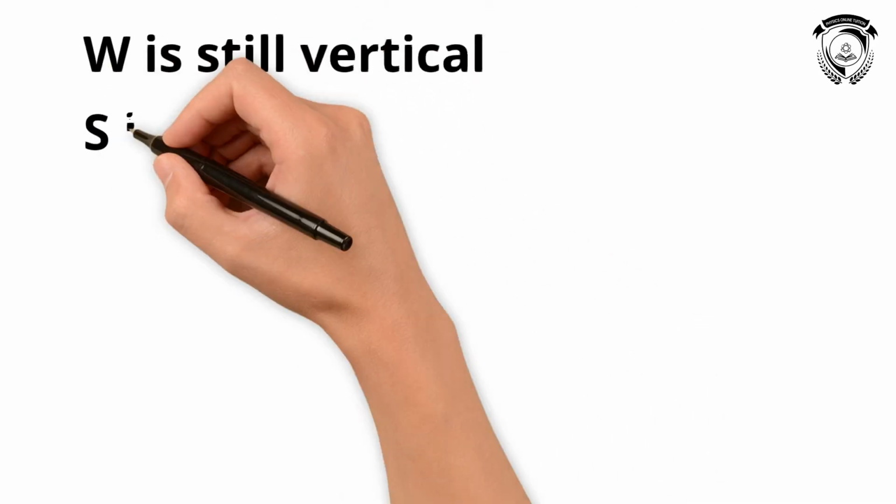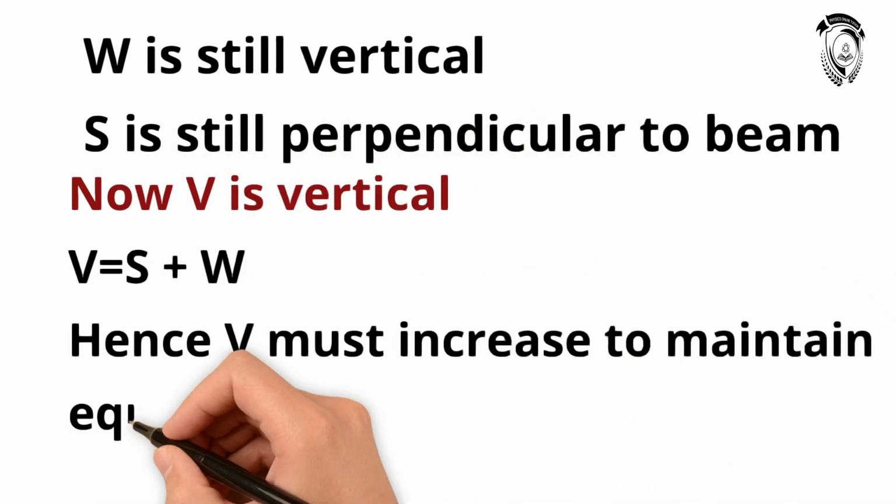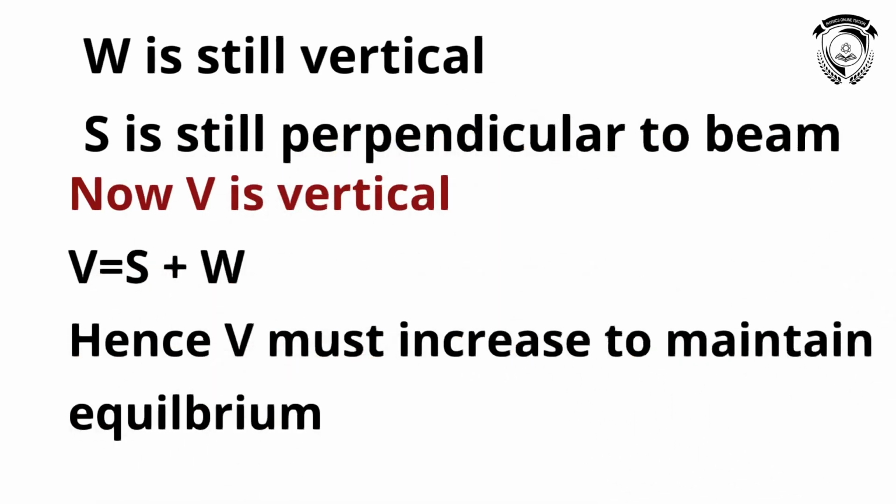If you just see these forces carefully, W is still vertical, S is still perpendicular to the beam. So therefore, the force V has to balance force S and the weight in order to keep this pole in equilibrium. So therefore, V must increase to maintain equilibrium.